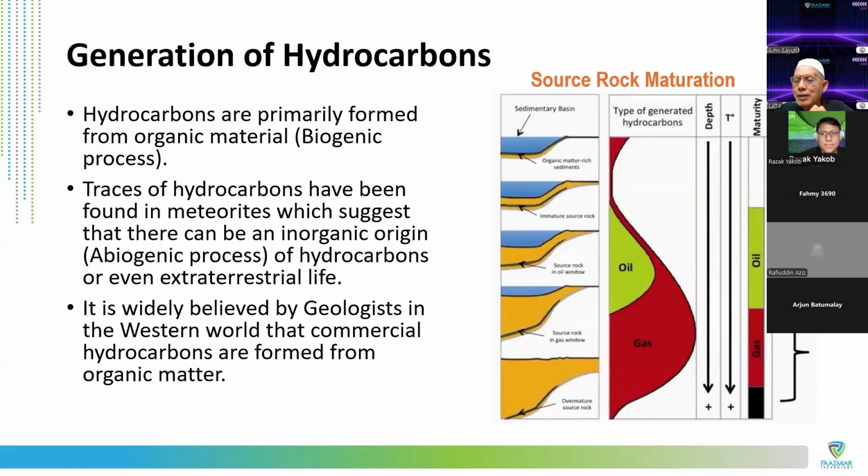But based on the graph on the right side, you can see that as you go deeper, you have higher pressure and higher temperature, and most of that area is called the kitchen for gas. So gas starts to form, even though oil will be converted to gas because of the temperature. And as you go to lower temperature at shallower depth, about 5,000 meters or 4,000 meters and above, then you can see the oil itself.